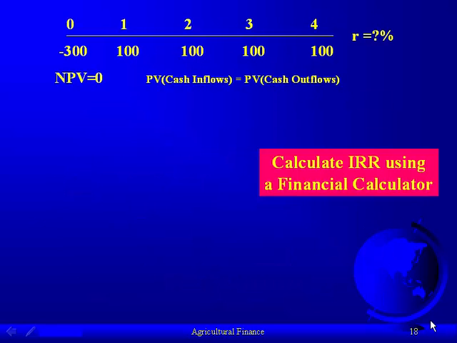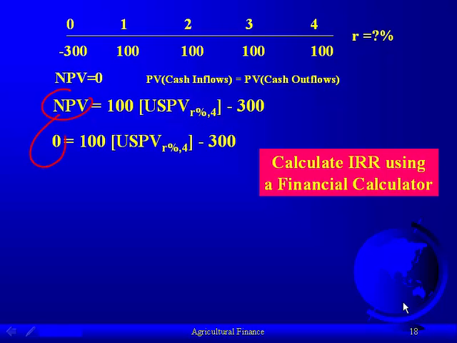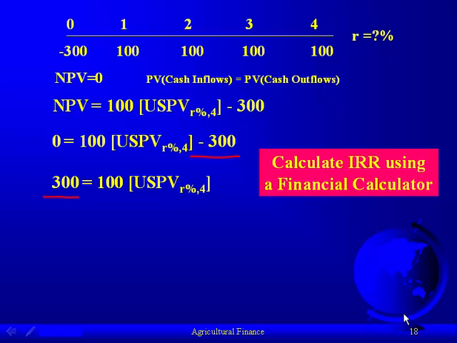Okay, as I mentioned, in this particular problem we can actually use our calculator. We lay out the problem where you have the outflows, you have the inflows, and we set net present value equal to 0, and we solve for the R. Here's the equation again. We have the net present value as a function of this R. We set the net present value equal to 0. We can add $300 to both sides. And then what do we have here? This $300 is the present value. This $100 is a uniform series. We have a present value of a uniform series.